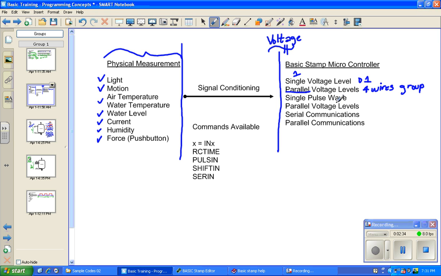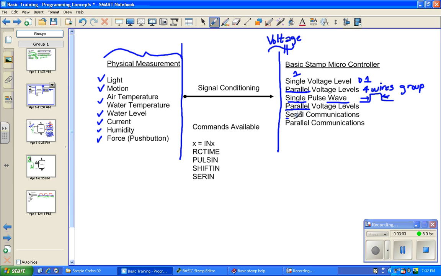Also, voltages can change over time very fast, and we call that a wave. You might get something like a pulse. And once again, whatever you do in single, you can also do in parallel. So you can have multiple wires sending pulse waves into it.